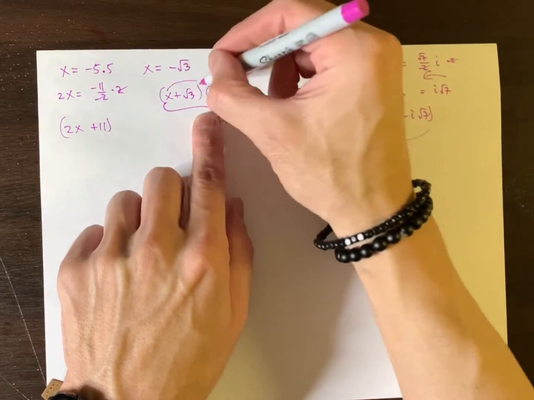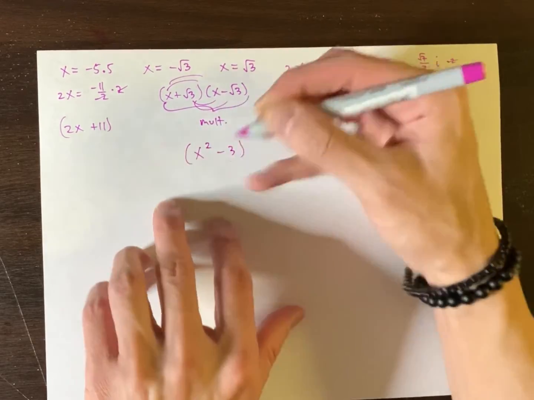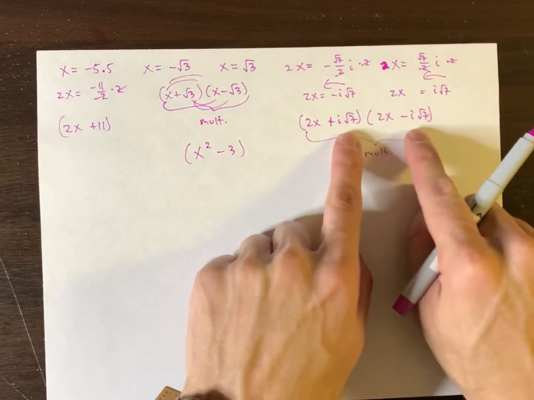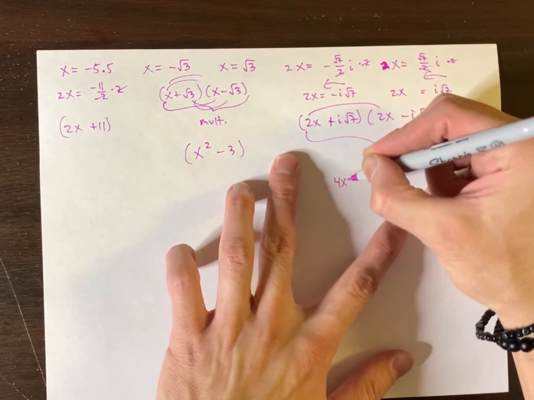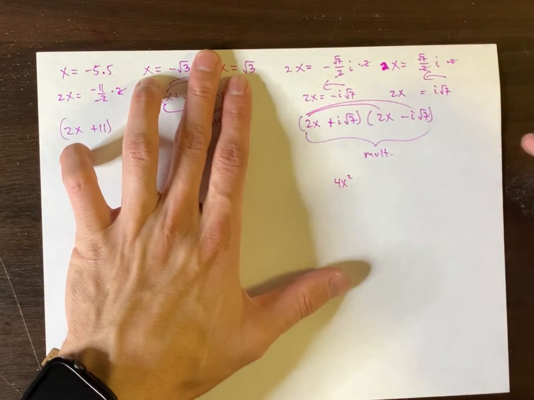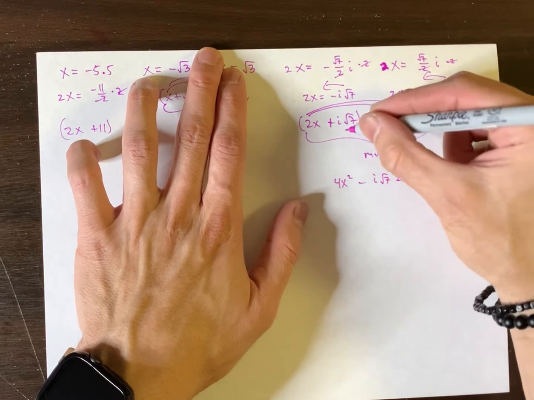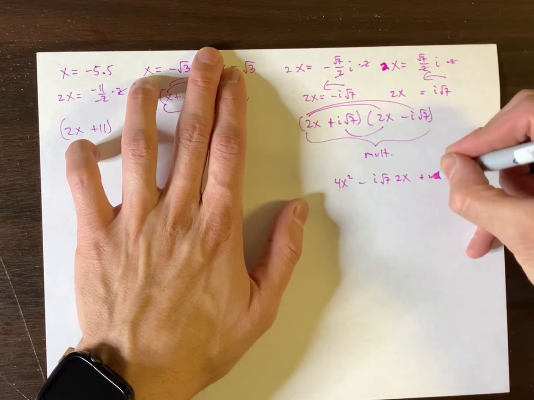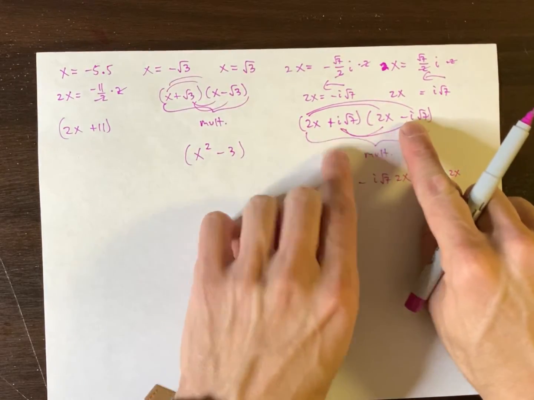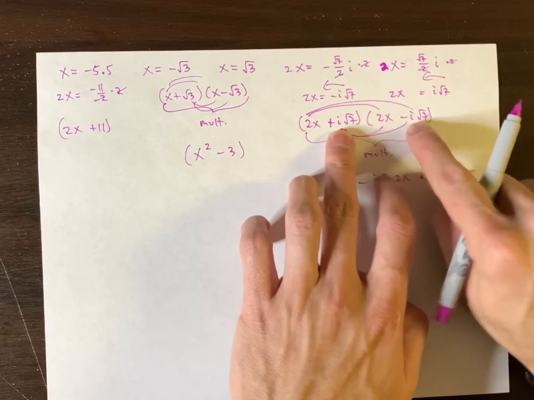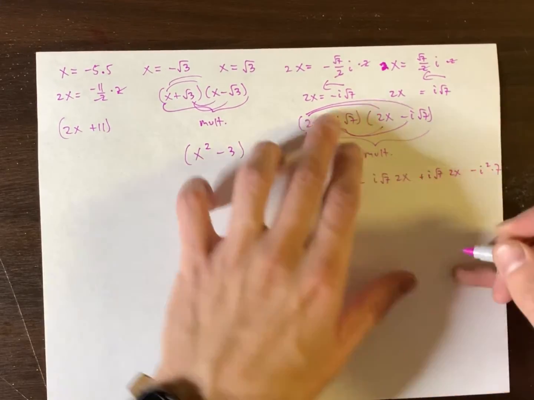Here, if you expand it the way we did in class, you'll quickly see that we get x squared minus 3. That one's not too bad. I'd rather show my work here because this one's a little trickier. Let's see. So 2x times 2x is 4x squared. 2x times that would be negative i square root 7, 2x. The inside would be positive i square root 7, 2x. Now, what about the ones in the back? Positive times negative is negative. i times i is i squared. Square root 7 is just the regular 7.